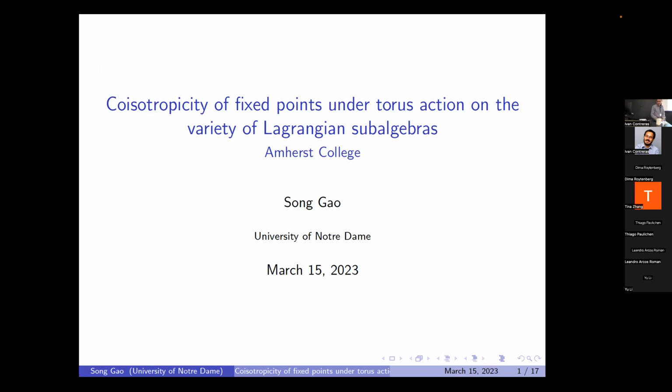In my talk, I will introduce my recent work on the topic of coisotropicity of fixed points and the torus action on the variety of Lagrangian subalgebras, which is the recent work in my PhD thesis.